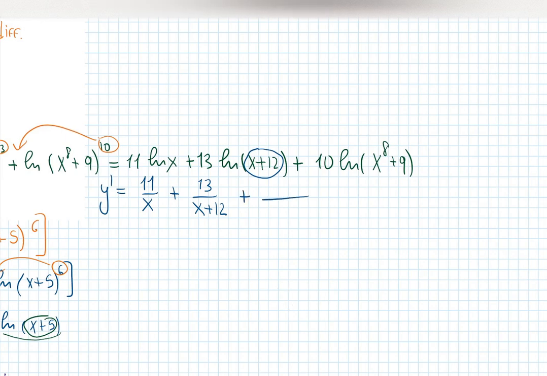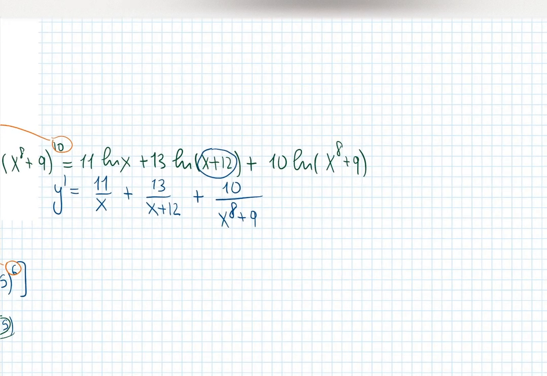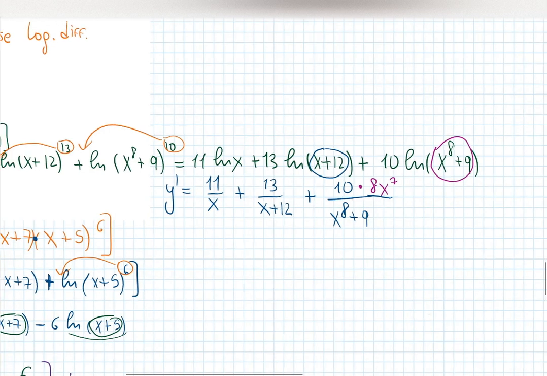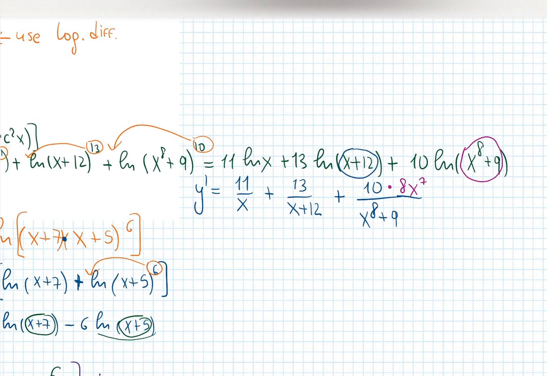Plus, let's see, 10 times 1 over (x to the 8 plus 9), times, based on the chain rule. Chain rule says, please don't forget, look inside and differentiate the function inside. Derivative of the function inside is 8x to the 7. And this is the answer. Last piece you can write down is 80 x to the 7.